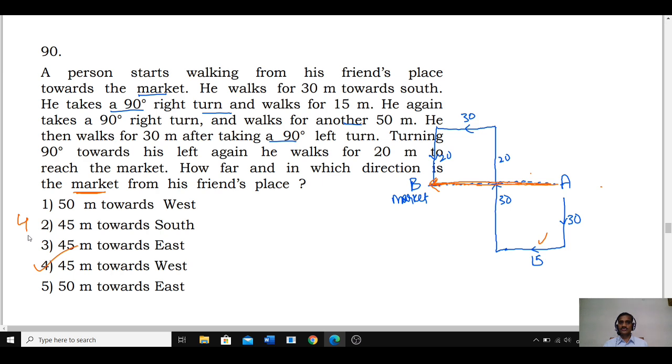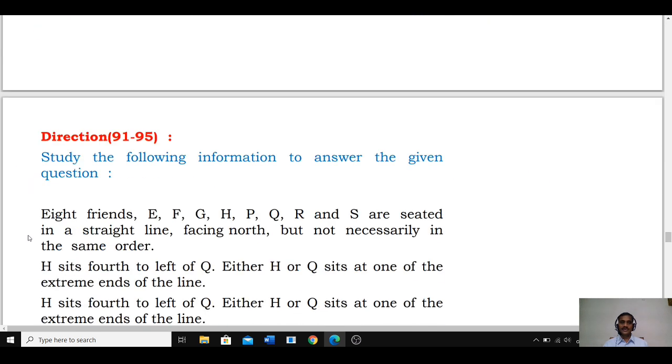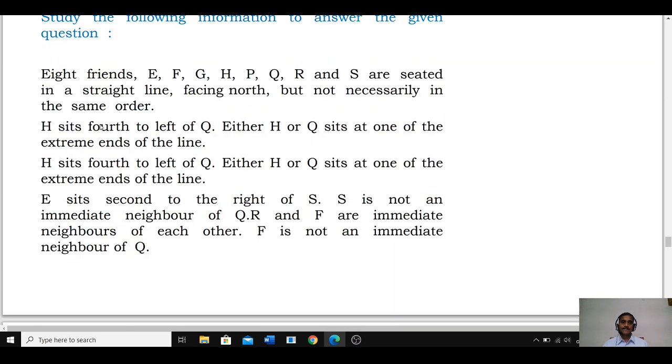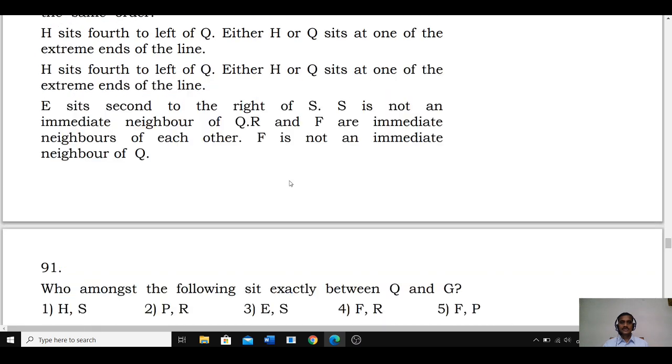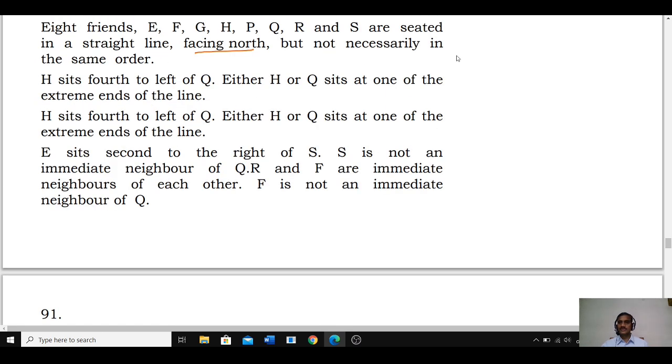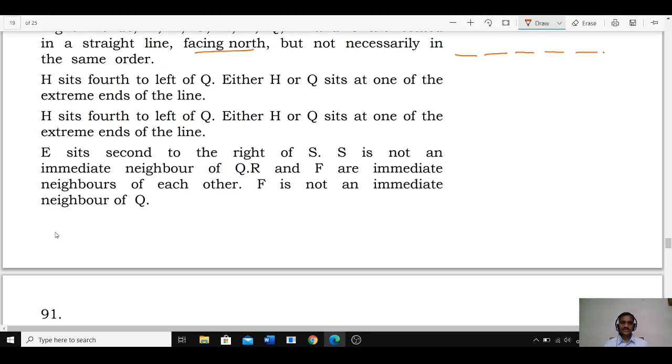Hope everyone followed this one. 90. Then 91 to 95. Now in this one, 8 friends are seated in a straight line facing towards north. All the persons are facing the same direction. Now 1, 2, 3, 4, 5, 6, 7, 8.